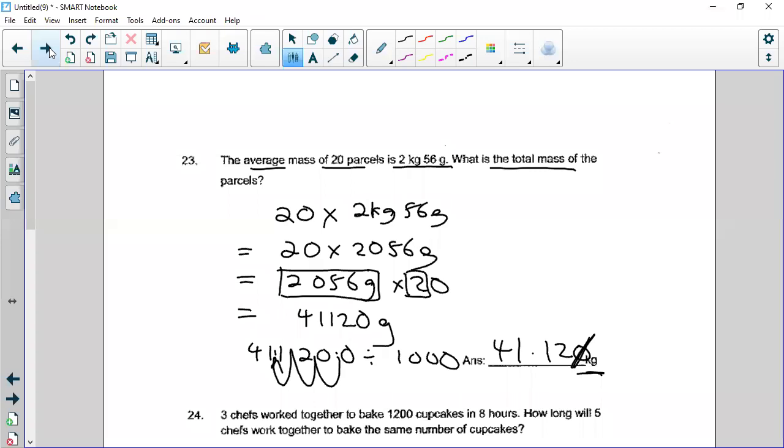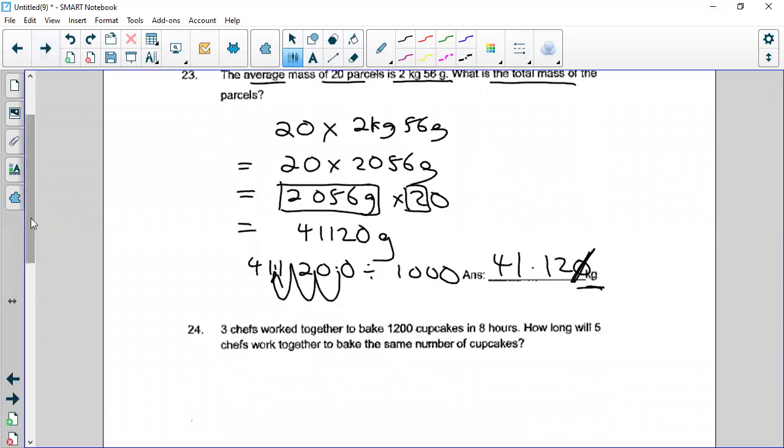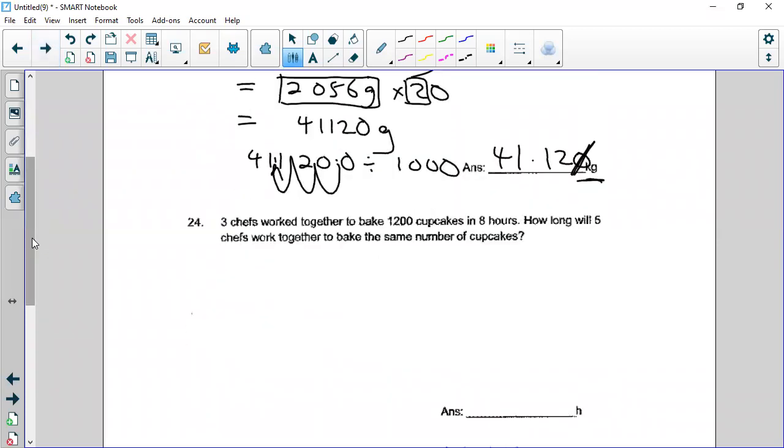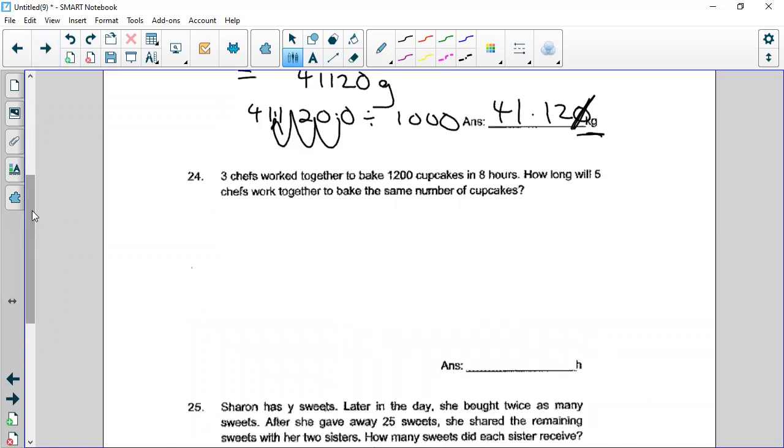Question 24. All these are quite easy. All these are 1 mark questions, but in this exam paper, they are 2 marks. This is the one where you need to pay a lot of attention.